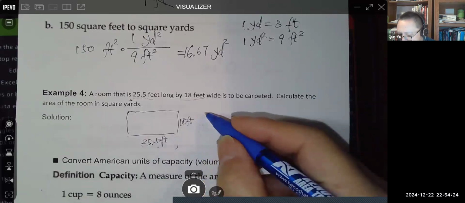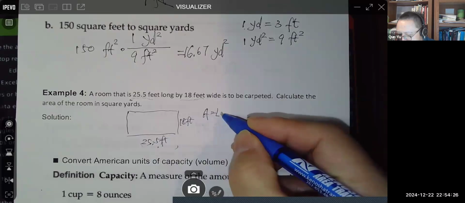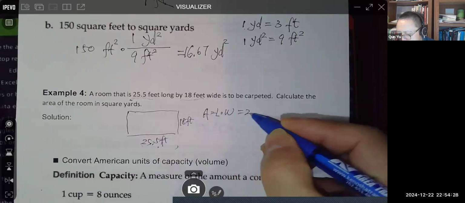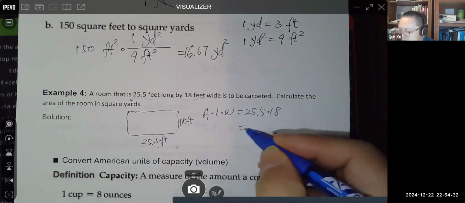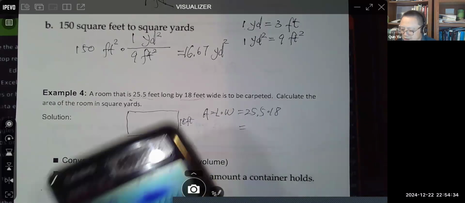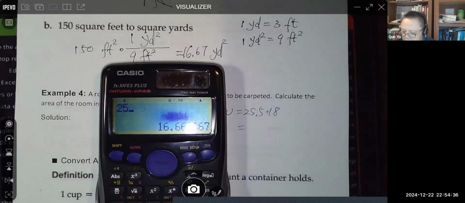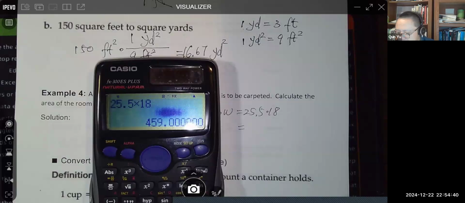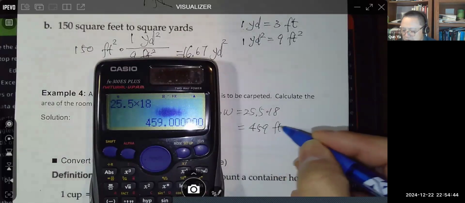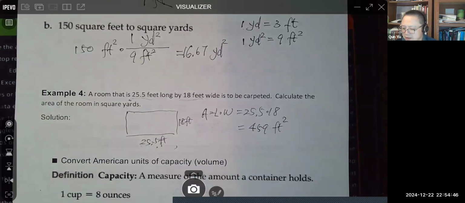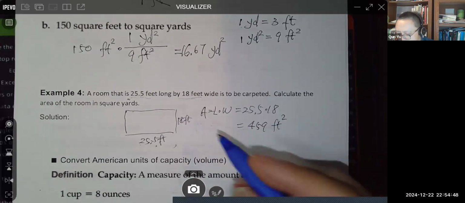So area equals length times width, 25.5 times 18. Both are in feet, so the result is in square feet. 25.5 times 18. We get 459 even square feet. Now we just need to convert the square feet to square yard.